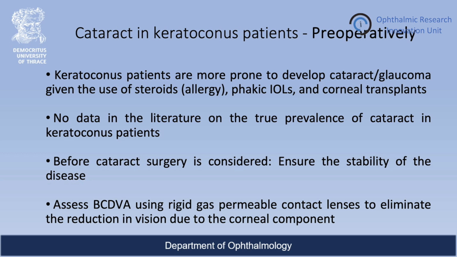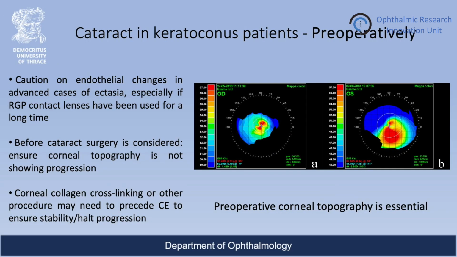But, be careful. Before cataract surgery is considered, we should ensure the stability of the disease and assess best corrected distance visual acuity using rigid gas permeable contact lenses to eliminate the reduction in vision due to the corneal component. Caution should be taken on endothelial changes in advanced cases of ectasia, especially if rigid gas permeable contact lenses have been used for a long time.